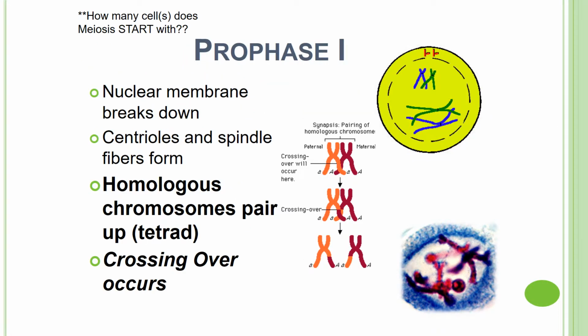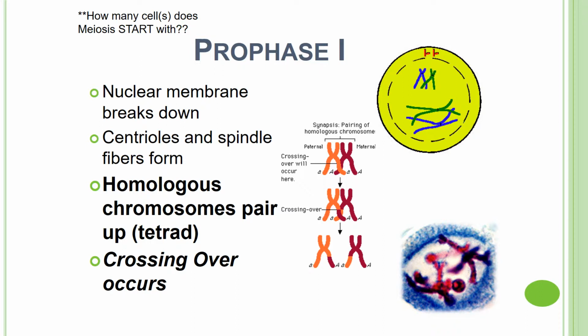So remember, meiosis just starts with 1 cell, and it's going to go into prophase 1. What you need to remember about prophase 1 is this is the preparation phase. And the only thing that you need to write down from this slide is the first bold bullet, that the homologous chromosomes pair up. So remember that homo means same. So these are chromosomes that are the same.